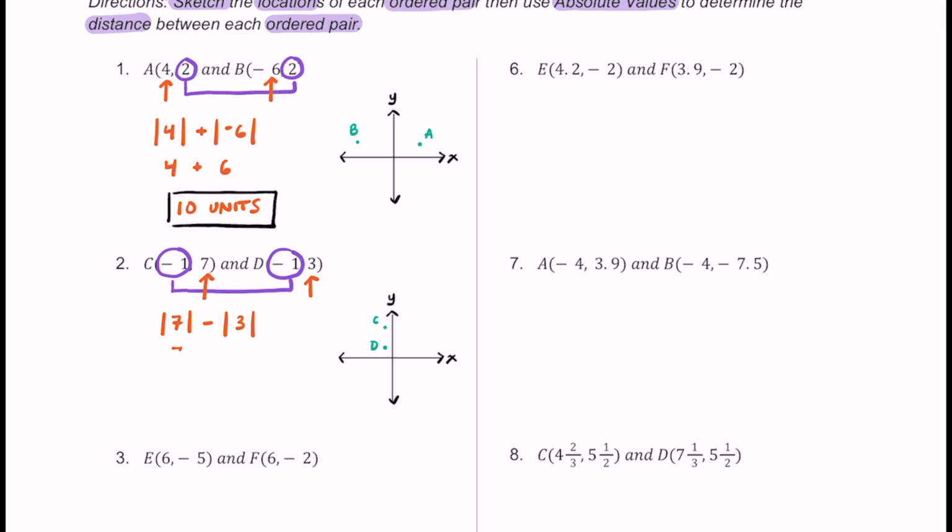The absolute value of 7 is 7. The absolute value of 3 is 3. So 7 minus 3 is going to be 4. So we're going to have a total of 4 units between these 2 points, C and D.